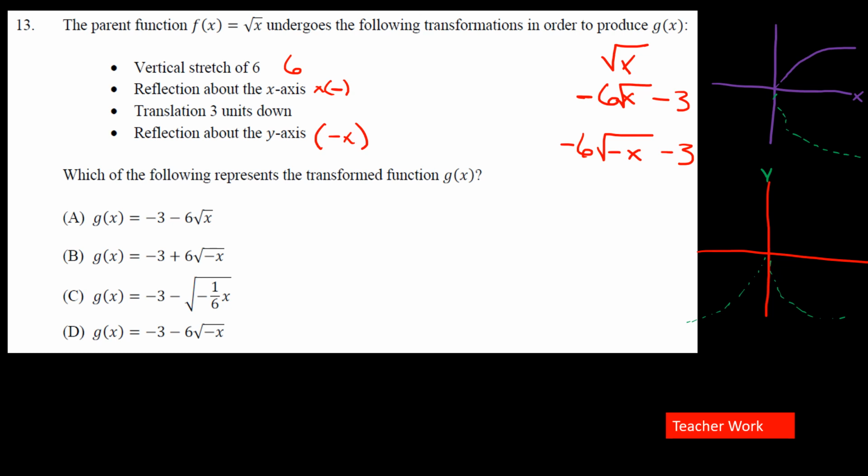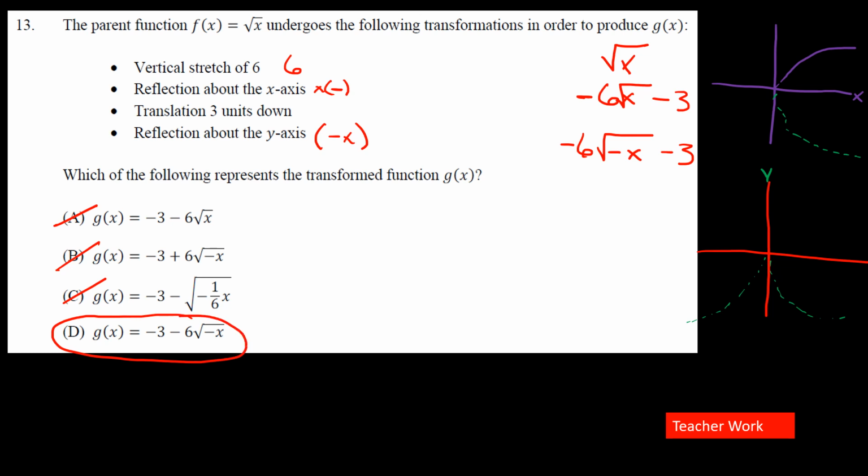Okay. So when we look at the answer choices, well, we have a minus 3. They all have minus 3, so it doesn't help. And then a negative 6 square root of negative x, a negative 6 square root. Nope, this is no good. He's missing the negative. This 6 is positive. That's no good. This has a fraction. Nope. Negative 3 minus 6 square root of negative x. This is the guy.